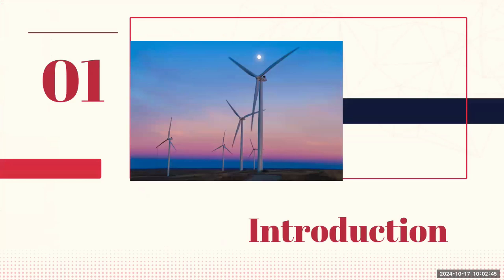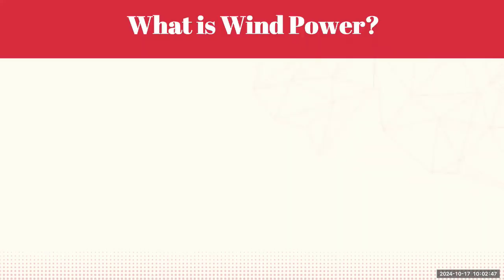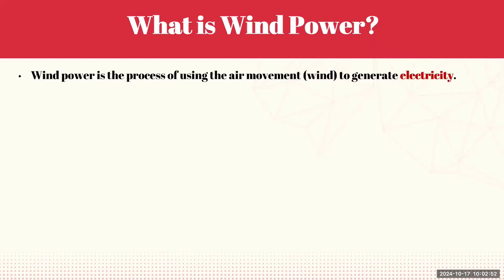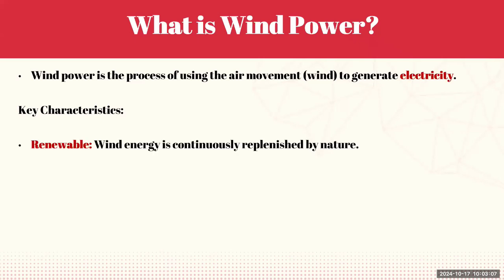So the first question I pose is, what exactly is wind power? Well, wind power is the process of using air movement or wind to generate electricity. The wind turns the blades of a turbine, which is connected to a generator, and this generator produces electrical energy. Here are a few key characteristics of wind power to take note of. First, the most important one, it's renewable. Wind energy is continuously replenished by nature. As long as the wind blows, we can generate electricity.